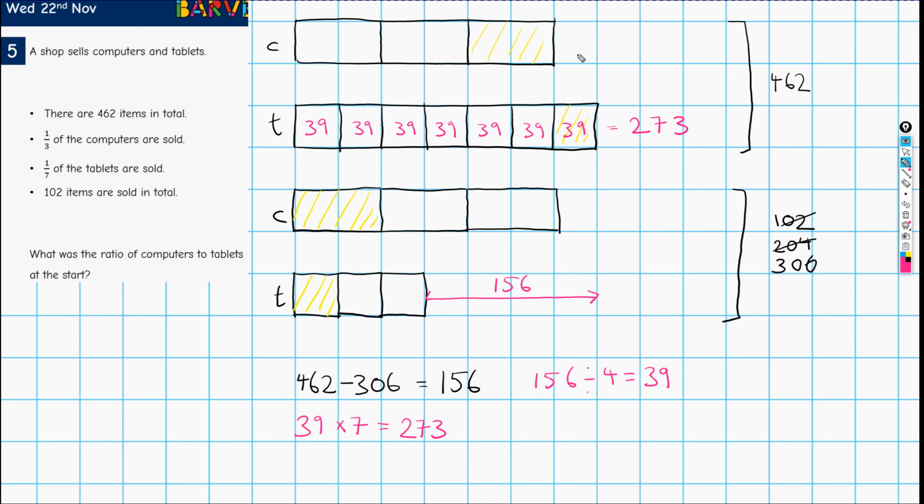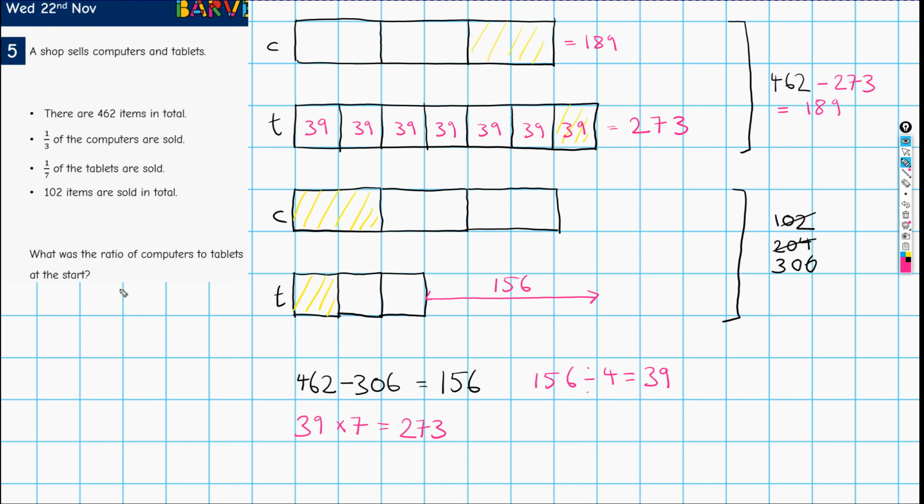And what do we know then about the computers? Well, we did know the total value. So if we take away 273, we're going to get the number of computers, which is 189. So we now know how many computers and tablets there were at the start.